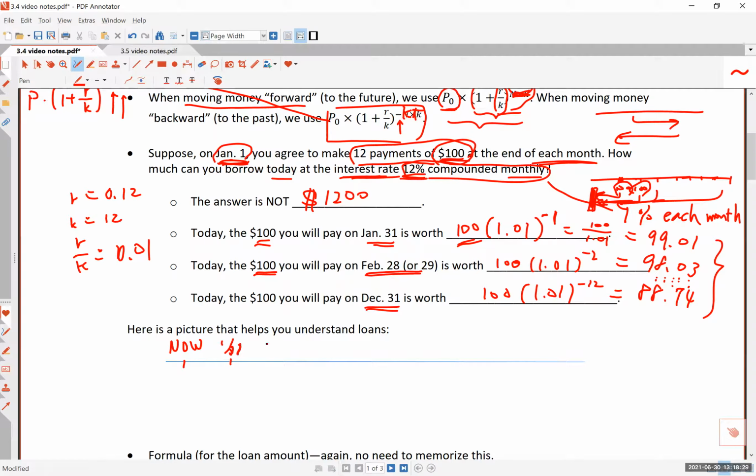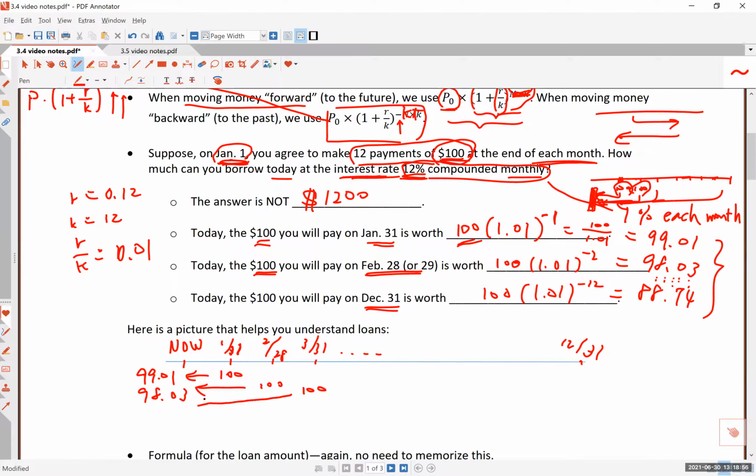All right, so January 31st, February 28th, March 31st, okay, all the way to December 31st. You're making 12 payments. What I am saying is $100 that you're going to make a month from now is only worth 99.01. The second month you're making a $100 payment. Yeah, that's only going to be worth 98.03.